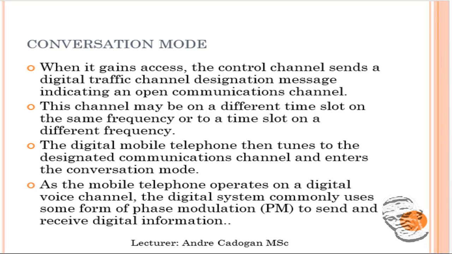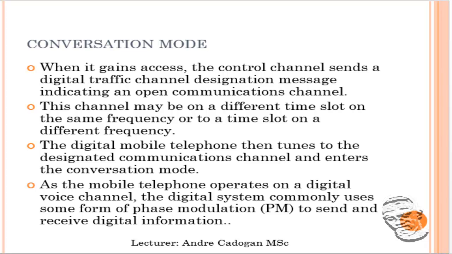In conversation mode, when it gains access, the control channel sends what we call a digital traffic channel designation message indicating an open communication channel. So you'll have what you call a session. This channel may be on a different time slot on the same frequency, or a time slot on a different frequency, according to whatever frequency you tune into. The digital mobile telephone then tunes to the designated communication channel and enters conversation mode, in terms of a session between two parties.